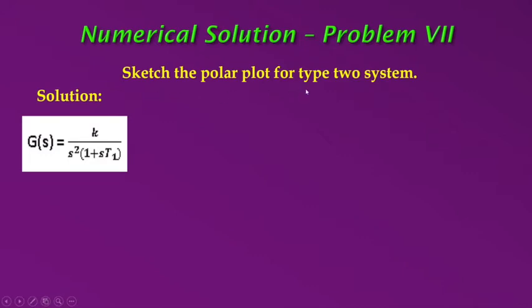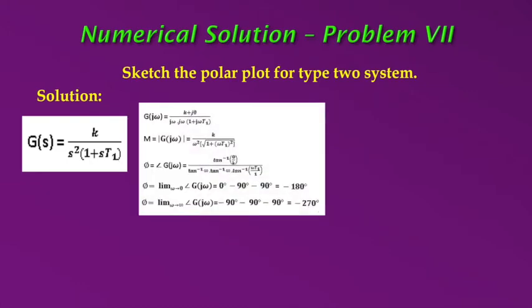Sketch the polar plot for type 2 system. Type 2 system means two poles present at the origin. So that's why we consider G(s) equal to K divided by s square into (1 plus sT1). Then put s equal to j omega. Then calculate magnitude. So magnitude equal to K divided by root over omega square into omega square. That means we get total omega square. And for that part, this is root over 1 plus (omega T1) square.